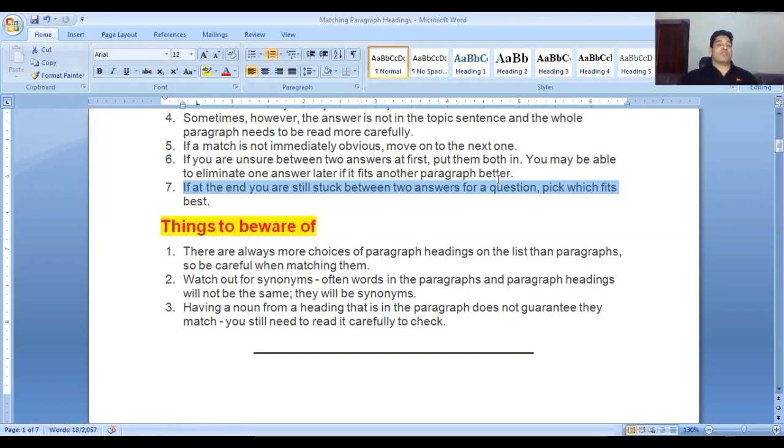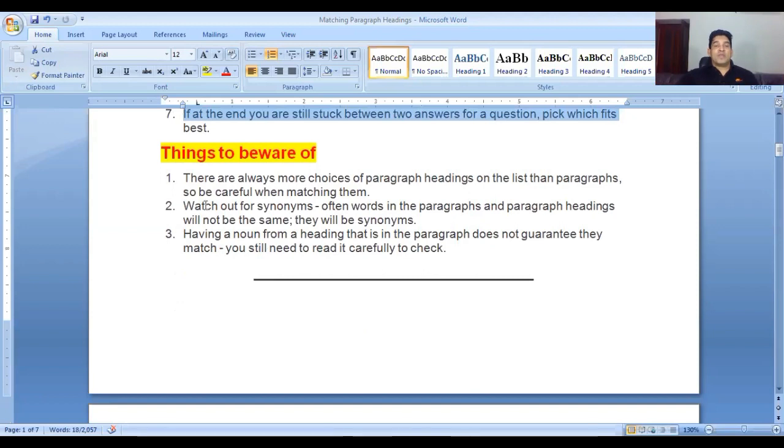Now, things to be aware of. Number 1, there are always more choices of paragraph headings on the list than paragraphs. So be careful when matching them. This is actually the common practice. There are more headings than paragraphs, so students may get confused and become unsure of what to write at what place.